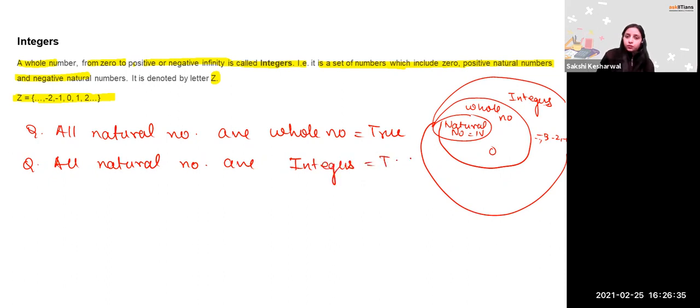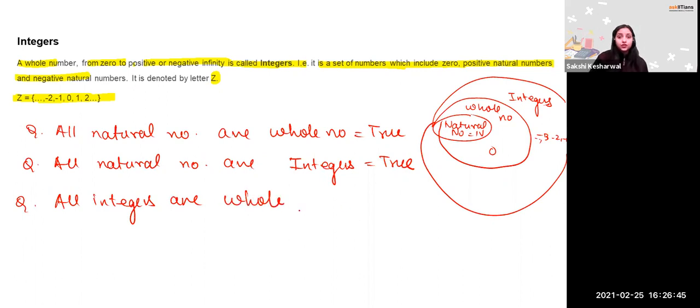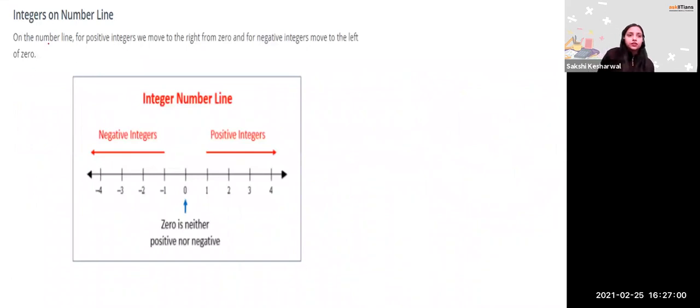Yes, it's true. But if I write that all integers are whole numbers, is it true? All integers are whole numbers. Is it true or false? It's false. Why? Because negative one is not a whole number, but negative one is what, beta? An integer. So this is false, right? So these are some examples, and let's see how we are going to represent integers on the number line.